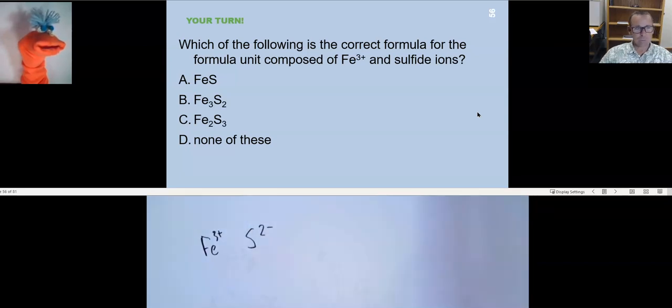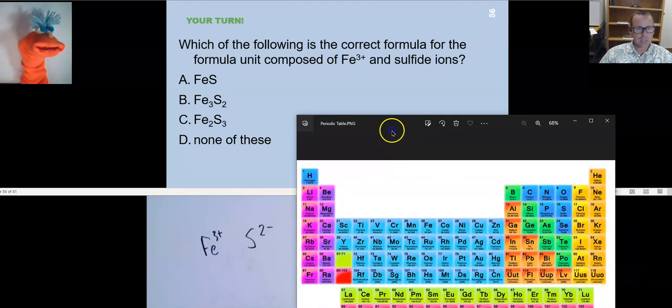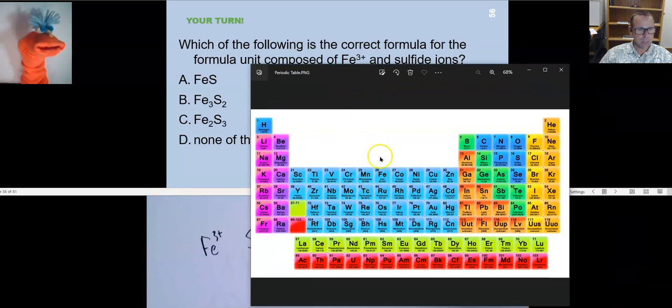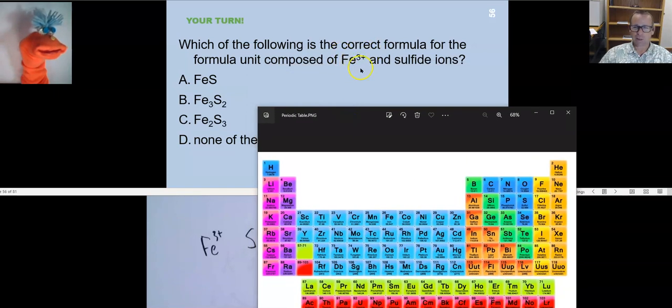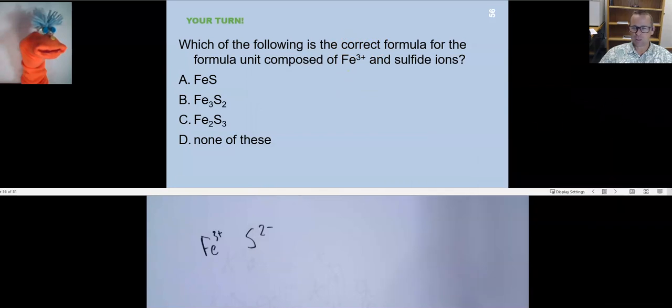Now, recognize that the iron is right here, right? It's a transition metal. Remember that block? And transition metals can have multiple charge states. So in this problem, they had to tell us what the charge state was on the iron so that we could identify what the resulting compound would be. Okay? Good.